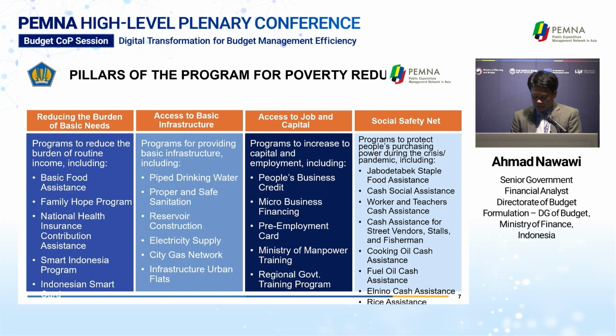Pillars of poverty reduction. Indonesia's poverty reduction strategy is built on 4 main pillars. First, reducing the burden of basic needs through programs like food assistance, cash transfers, and subsidies. Second, improving access to basic infrastructure such as drinking water, sanitation, and electricity. Third, expanding access to jobs and capital, including microcredit and training programs. Fourth, providing a social safety net during crisis. Together, these pillars aim to address both immediate poverty risk and structural barriers to prosperity.